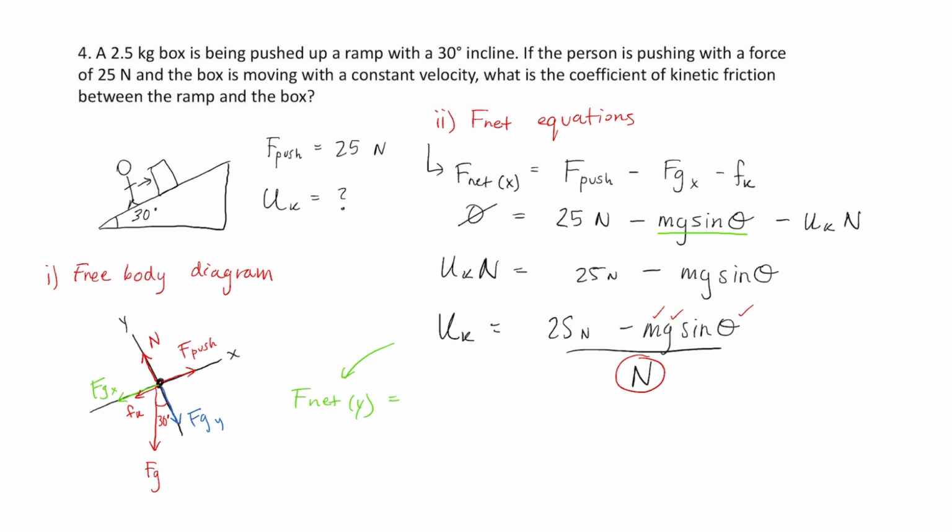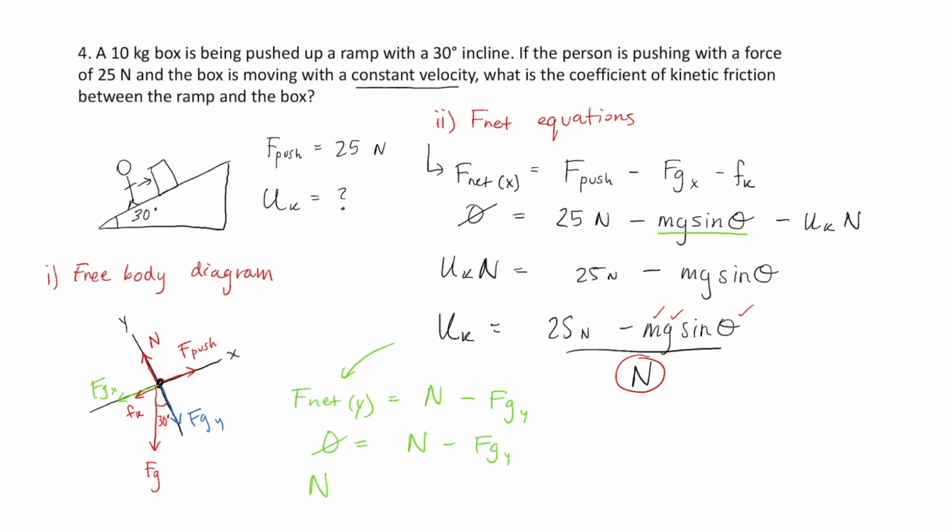Well, we set up an Fnet y equation, which is the sum of all the forces acting along the y-axis. So we have Fnet y is equal to the normal force minus the y component of the force of gravity. Now we can replace Fnet y with 0 because the box is not moving up or down along the y-axis. Then we can rearrange and isolate for the normal force, and we see that the normal force is equal to the y component of the force of gravity.